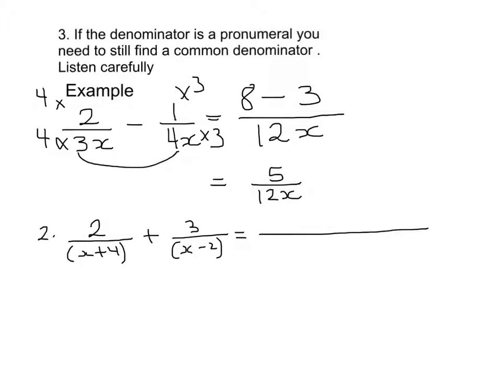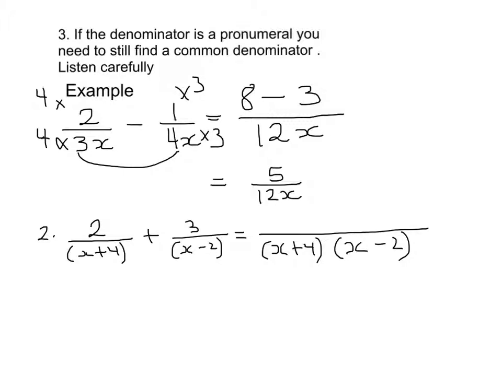But just like before, what did I do in the first example? I multiply 3x times 4x. Well, here I'm multiplying x plus 4 times x minus 2. So that's my common denominator, and I keep it like that. Okay, then, just like I did before, 3x times what gave me that 12x? Well, it was the 4 times 3x gave me that 12x.